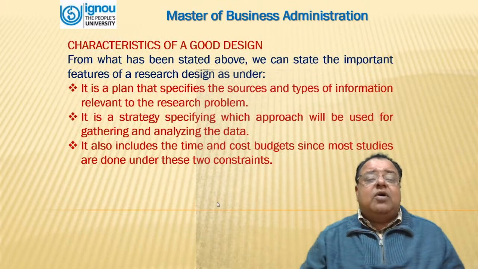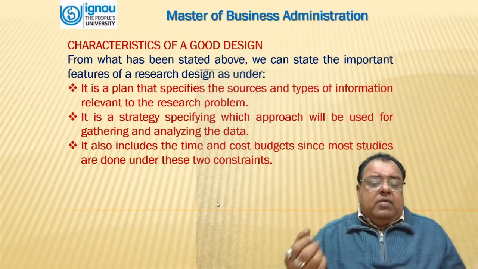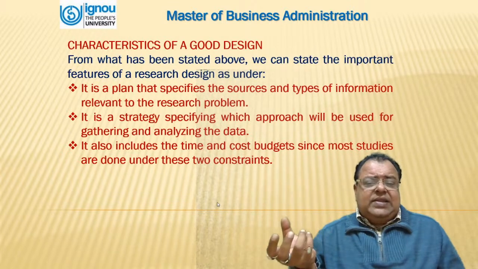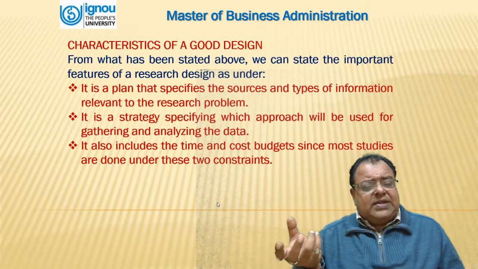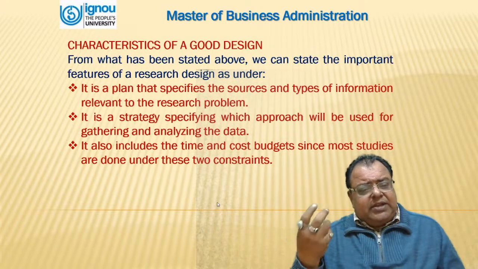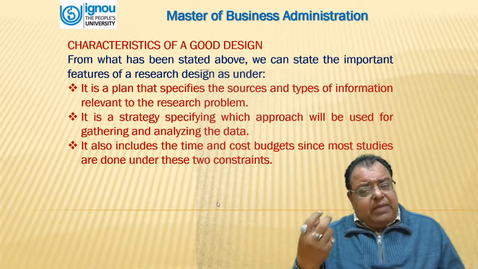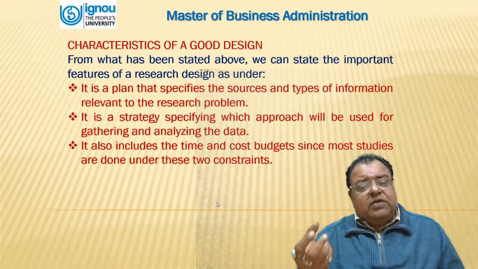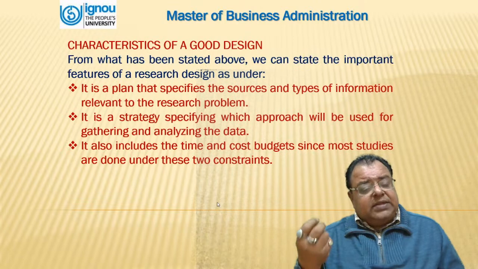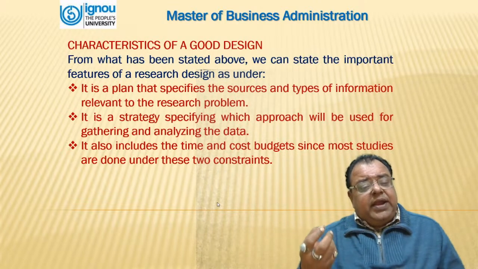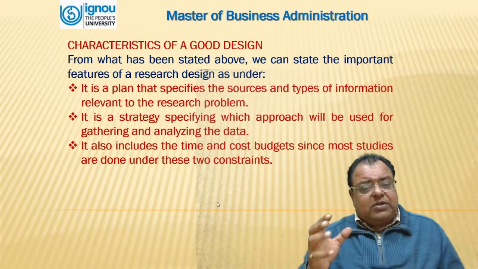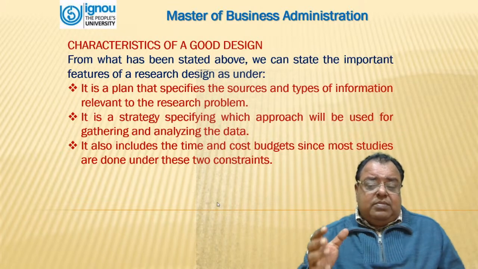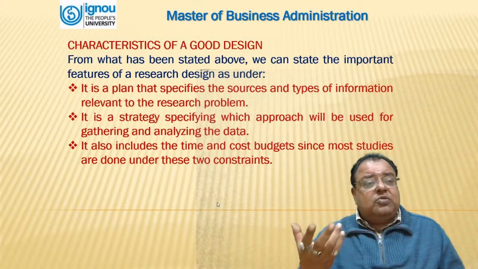What are the characteristics of a good design? From what has been stated above, we can state the important features of research design. Number one, it is a plan that specifies the sources and the type of information relevant to the research problem. Number two, it is a strategy specifying which approach will be used for gathering and analyzing the data. Thirdly, it also includes the time and cost budgets, since most studies are done under these two constraints.